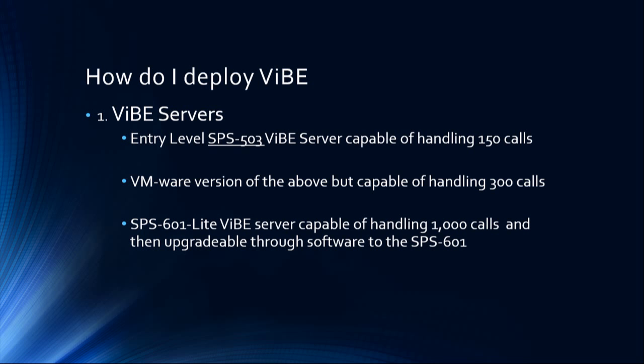For larger devices, we have the SPS 601 Lite, which is a ViBE server. It's a 1U rack-mounted device which is capable of handling 1,000 calls. This is upgradable through software only to the full-blown SPS 601, which is a ViBE server capable of handling 3,000 calls.